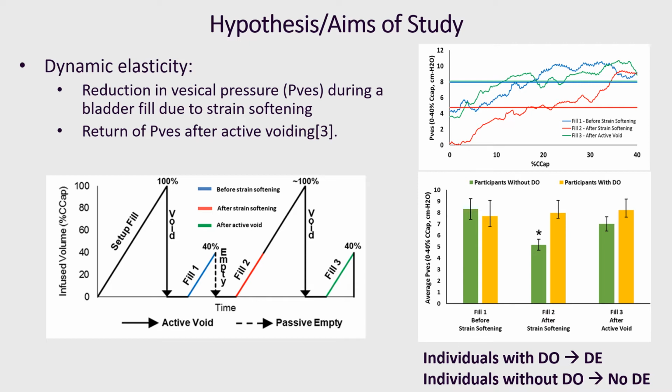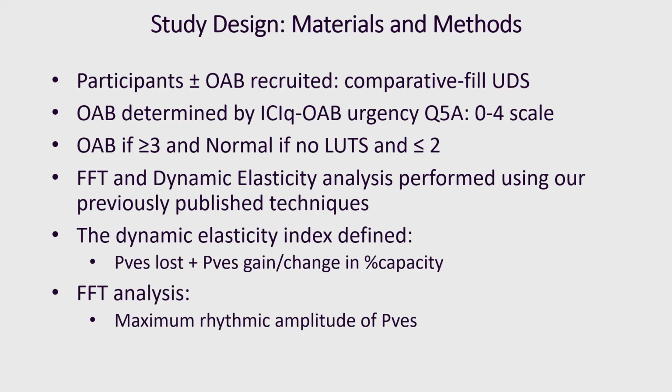Therefore, we wanted to combine these studies due to the hypothesis that there was a significant relationship between them. So, for this study, we recruited participants with and without overactive bladder for a comparative-fill urodynamic study. OAB was determined by the International Continence ICIQ OAB Urgency question 5A, which is a 0 to 4 scale, where OAB was determined if they scored greater than 3, and normal was determined, or non-OAB, if they had no lower urinary tract symptoms and scored less than or equal to 2.